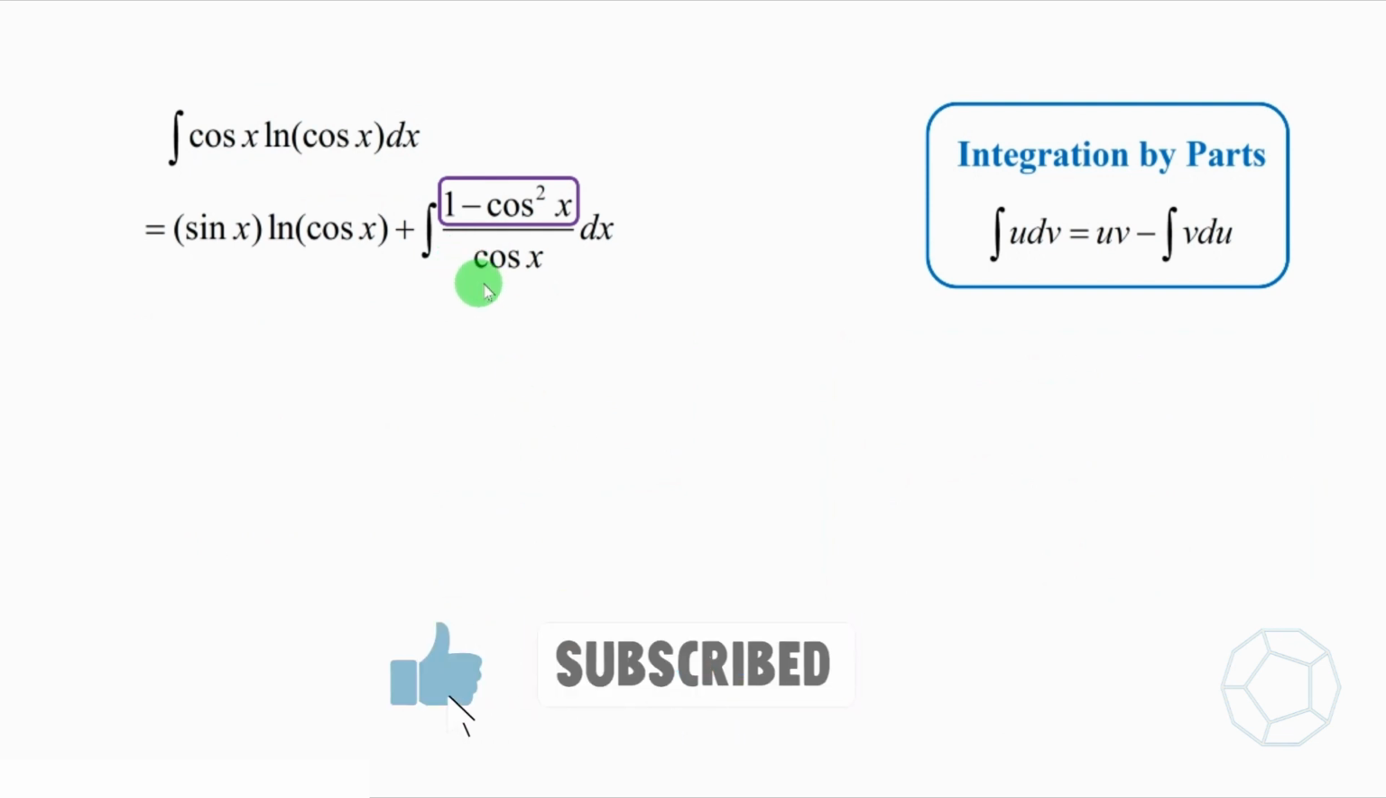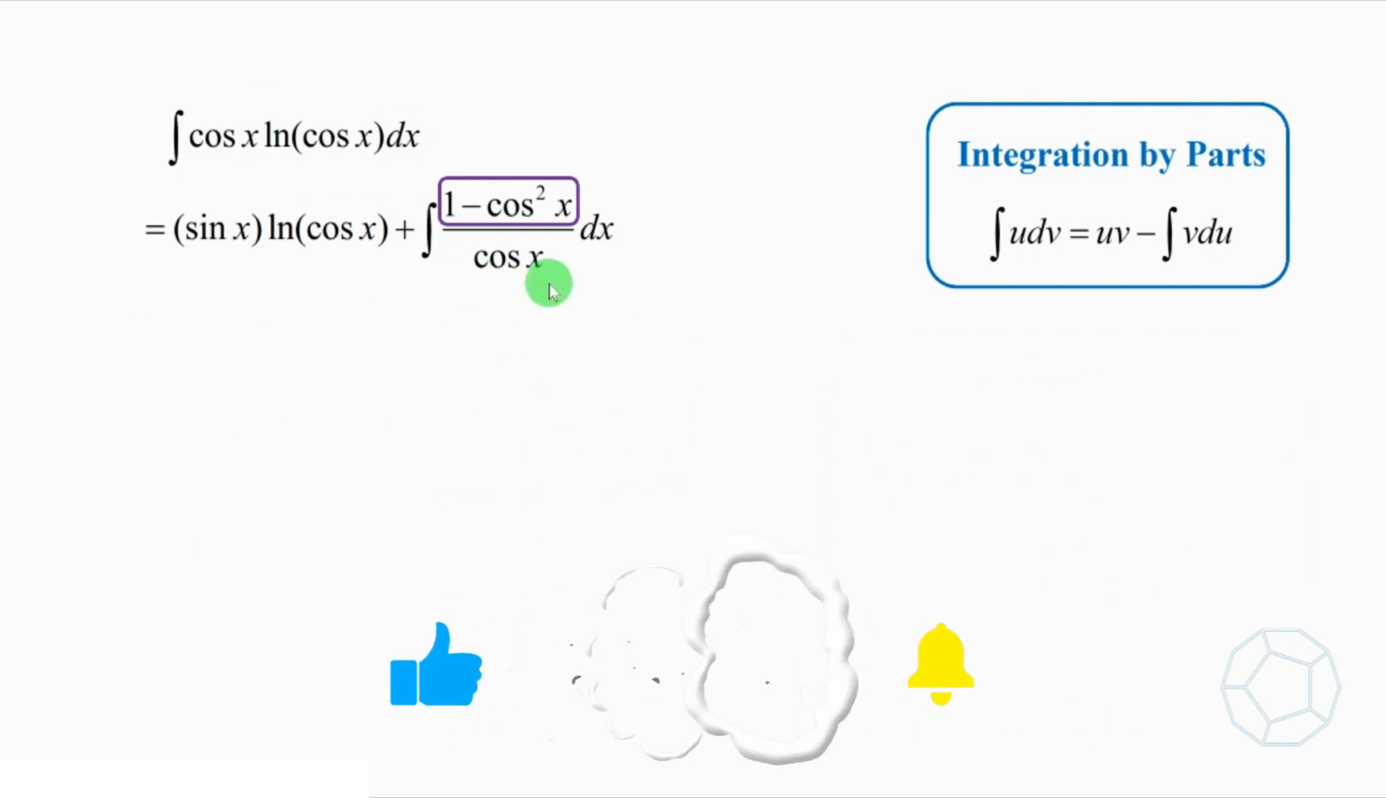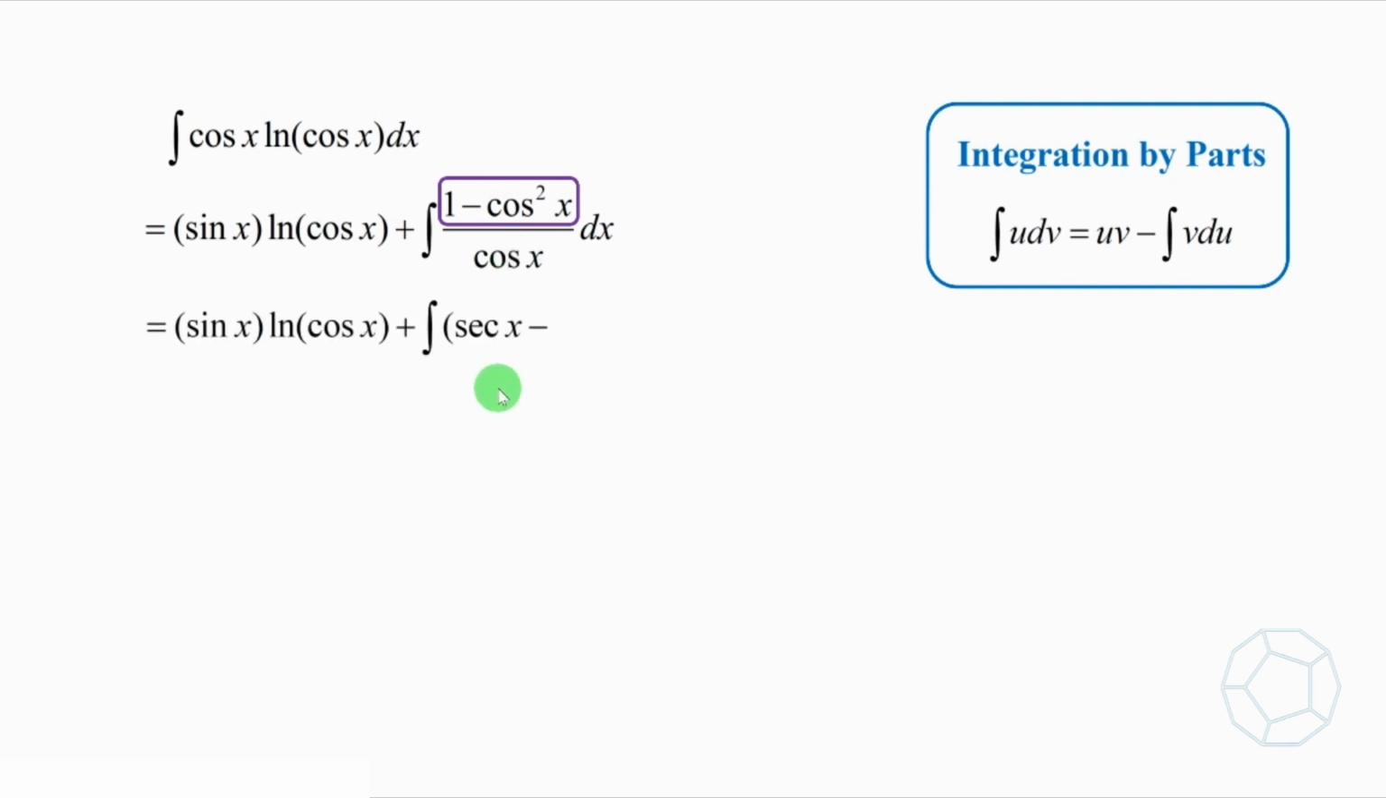Actually, we can separate it into two parts. The first term is 1 over cosine x, which is secant x. The second term is even simpler. It is just cosine x. You see, if we have changed the integrand to tangent x, it is not easy to get two simpler integrals.